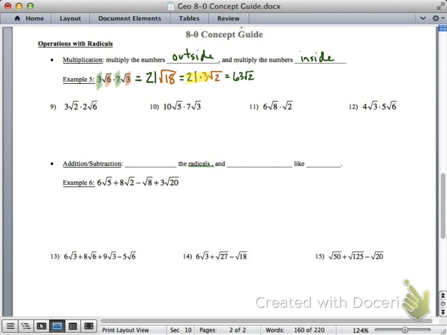The main thing with this is to multiply the numbers on the outside, and then multiply the numbers on the inside, then simplify your radical. Give 9 through 12 a shot on your own.